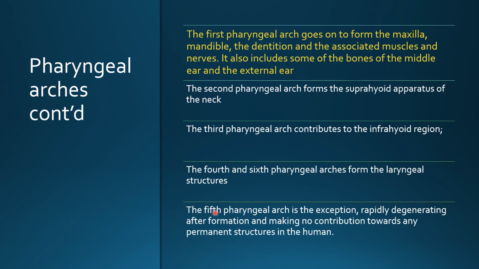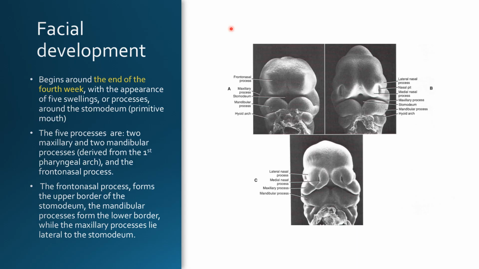Now, towards the end of the 4th week, the cephalic region of the embryo will start to form distinct swellings or processes around an opening. It is the primitive mouth opening, called the stomodeum at this stage, and later on it will be the opening of the mouth. The first process or swelling is this big one, called the frontonasal process. And then the first pharyngeal arch is going to give us the maxillary processes, 2 processes, each one on the lateral side of this opening, and the 2 mandibular processes on the lower border of the opening.